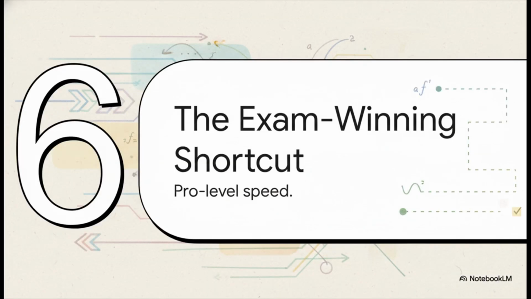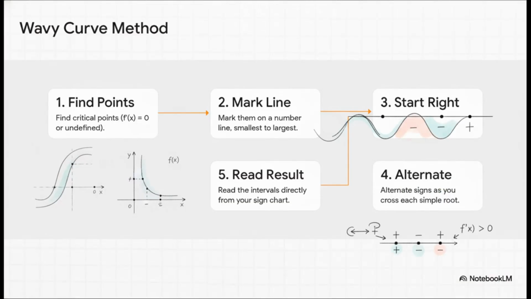Okay, you've been patient. You've learned the method. Now it's time for the secret I promised. The pro-level move for when you have lots of critical points and you need to be fast and accurate. It's called the wavy curve method, and it is a massive time saver. You still find and mark your critical points on a number line, but then you only have to test one interval, the one on the far right. Once you know its sign, you can usually just alternate the signs as you move left across each point.